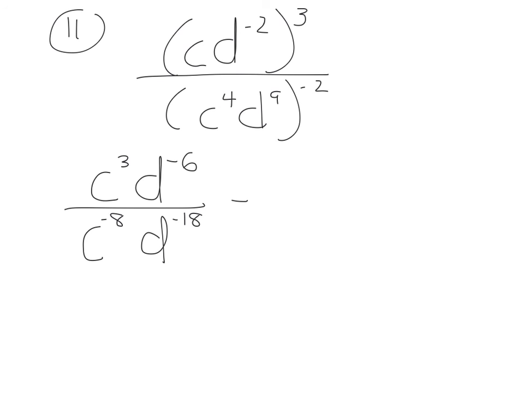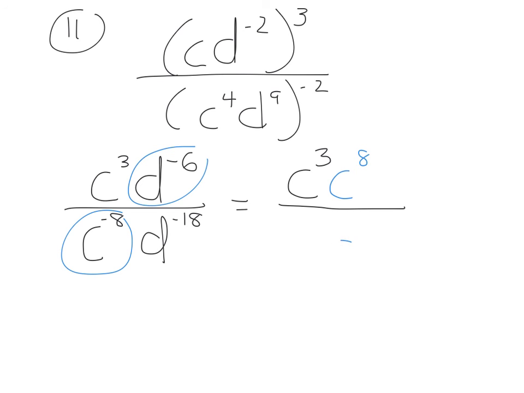Now I'm going to make the negative exponents be positive. I'm leaving c to the third where it is. C to the -8 on the bottom, I'm going to bring it up and have it c to the +8. D to the 6 I'm going to bring down, so it's d to the +6. D to the -18, which is on the bottom, is going to the top, d to the +18.